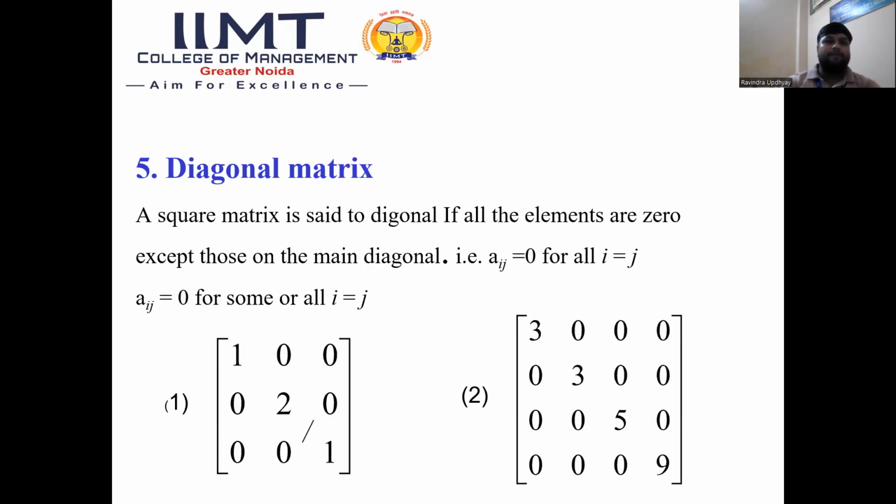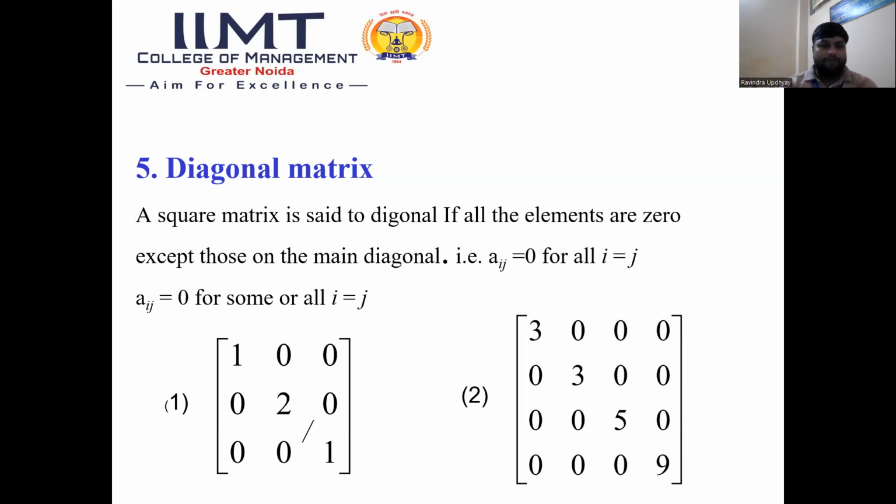Fifth, diagonal matrix. A square matrix is said to be diagonal if all the elements are zero except those on the main diagonal. That is, a_ij equals zero for all i not equal to j. That means by the definition, it is clear that the main diagonal elements may be all zero or not zero, but all the rest of the elements except the diagonal would be zero.